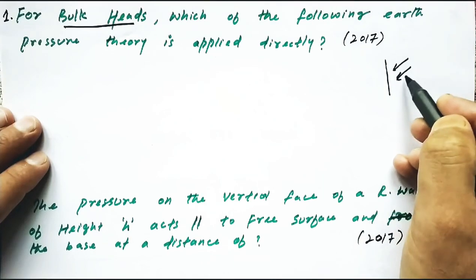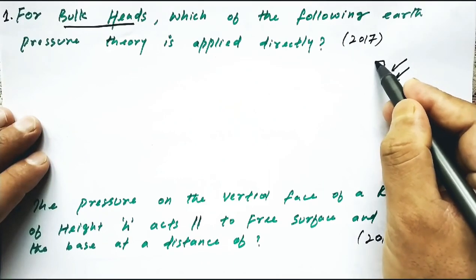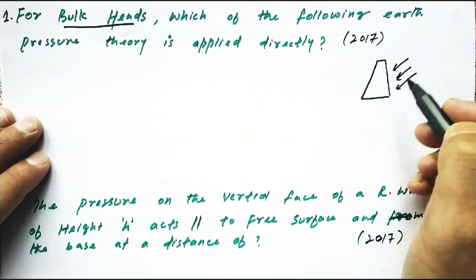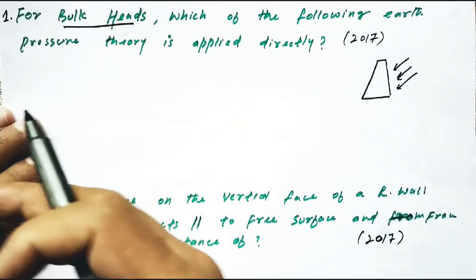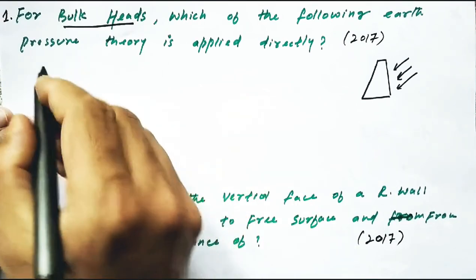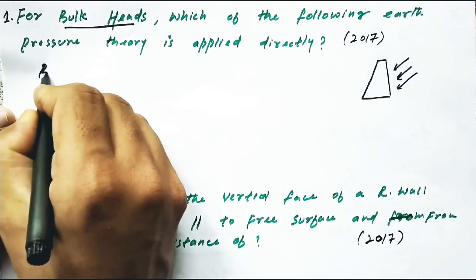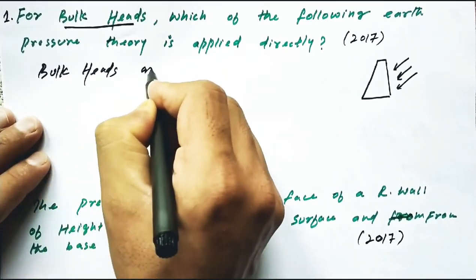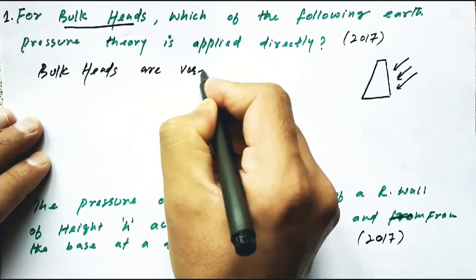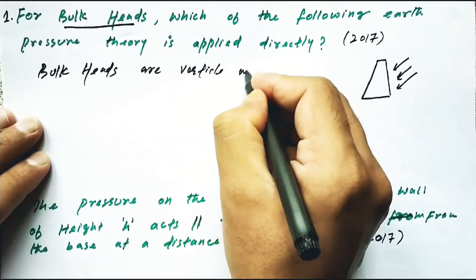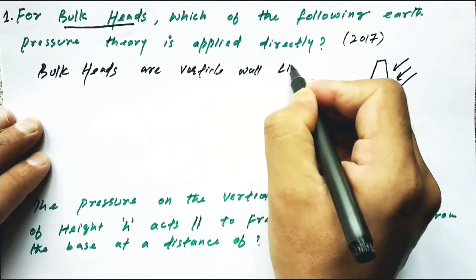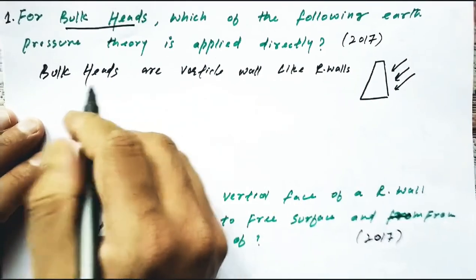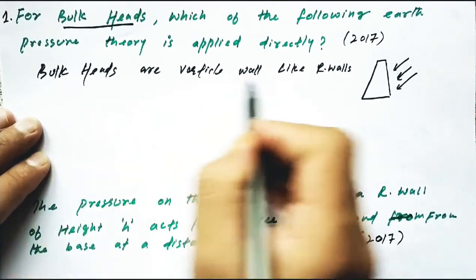When the soil flows from here, these are the retaining walls which stop the back flow of soil, right? Similarly, bulkheads are vertical walls like retaining walls, but the retaining walls are rigid.